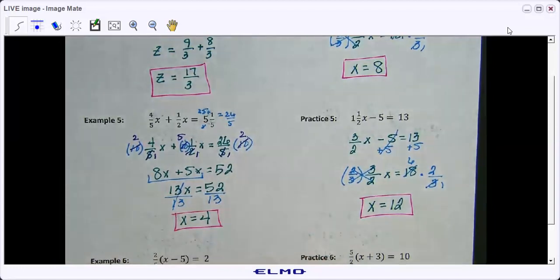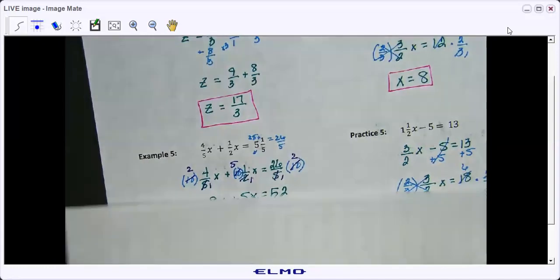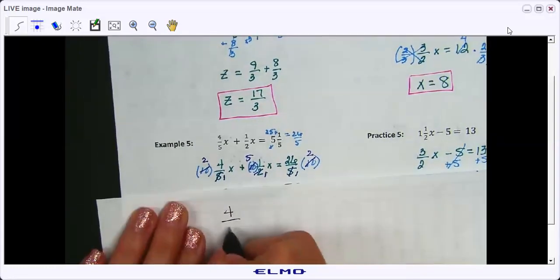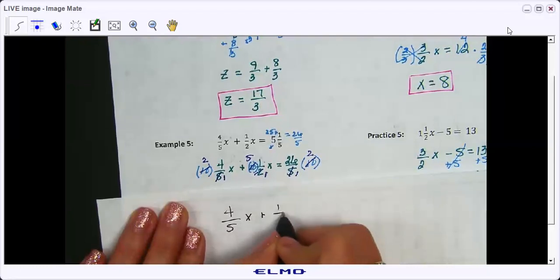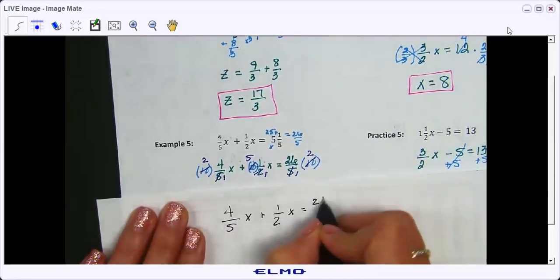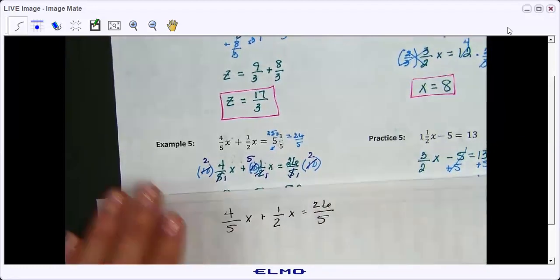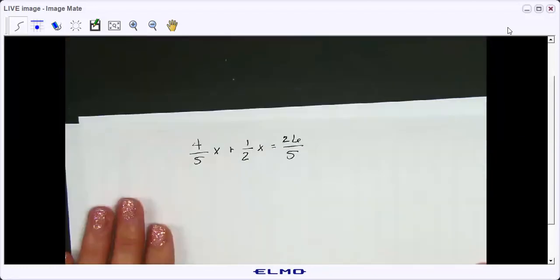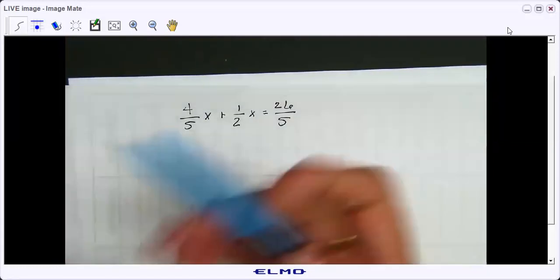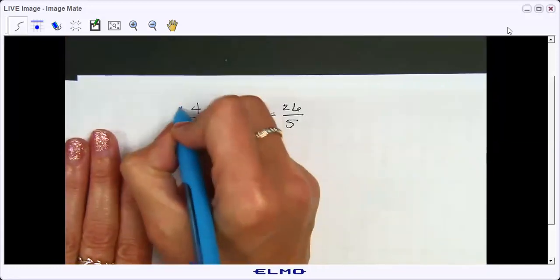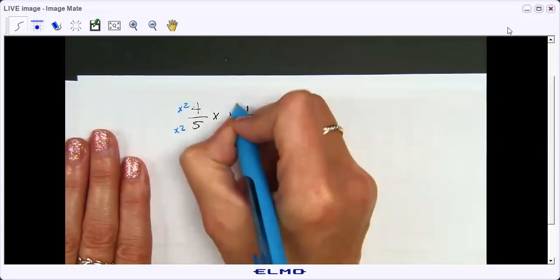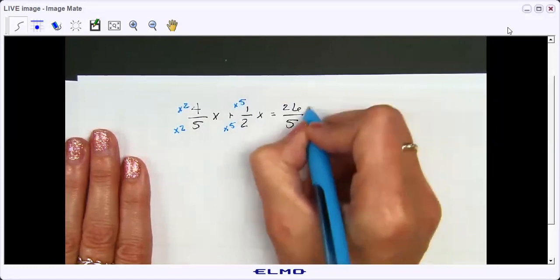Did anyone do it differently where you found common denominators? Okay, so was it easier than you thought? Okay, so let's go ahead and try this one. I'm going to try it by finding common denominators. Somebody said it. Okay, so let's try this by finding common denominators. Our common denominator is 10. So I multiply by 2 here, by 5 here, and by 2 here.